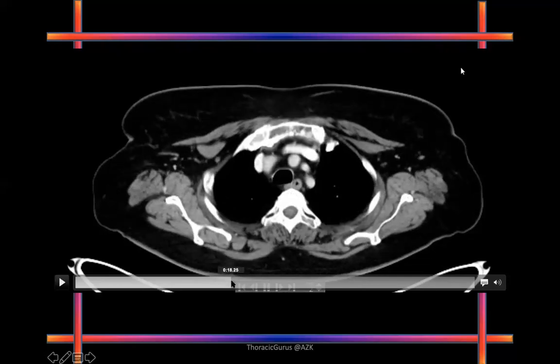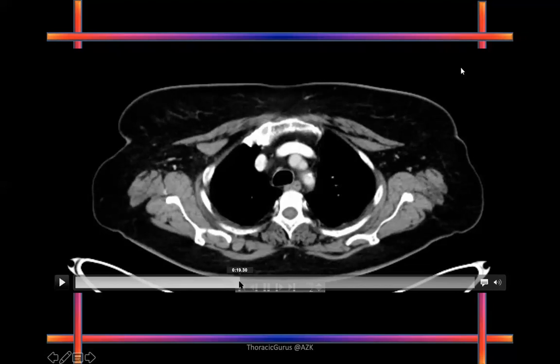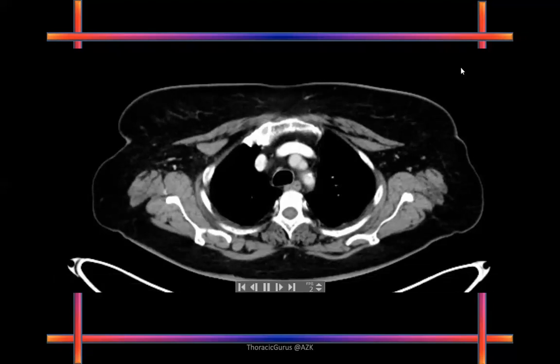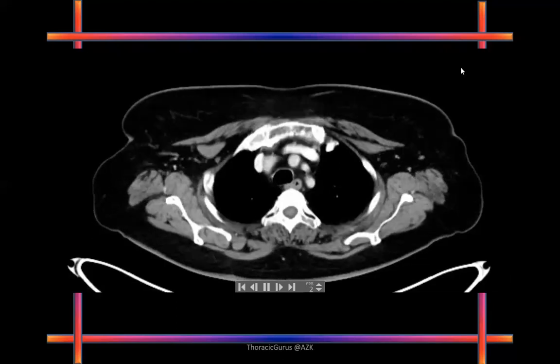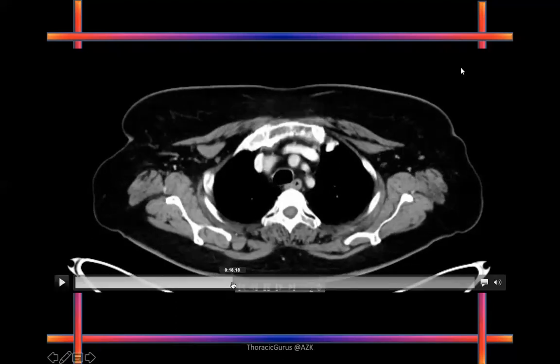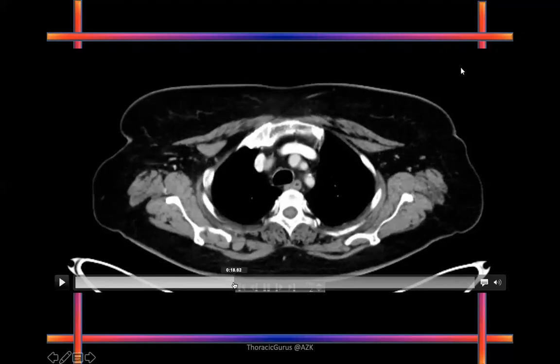Okay? Now we will go down a little bit more. So everybody happy with the vascular anatomy? Yes. It's actually as simple as that. I promise you, it's as simple as that. There is nothing complicated about the vascular anatomy. What is the structure behind it? That's the esophagus. Well done.